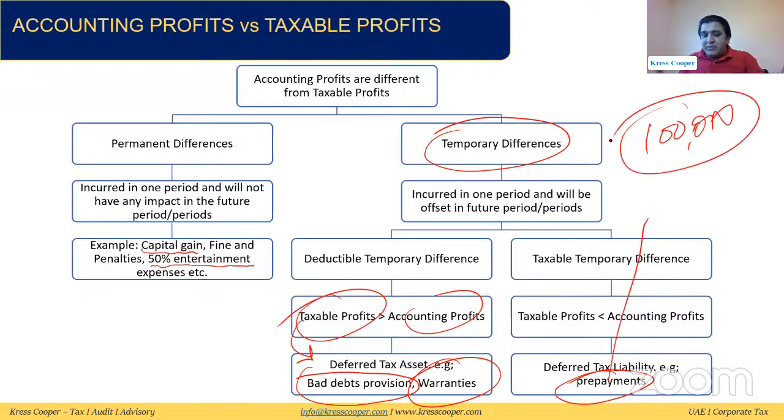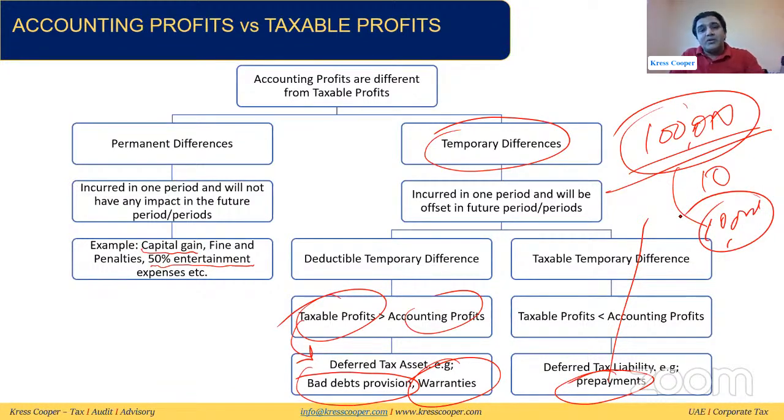1 million, this 1 million will be deducted from your taxable profits, and it will be amortized in the accounting profit. Assuming over a period of 10 years, it will have an impact of 100,000 in the accounting profit, but it will have an impact of 1 million in the taxable profit. Your taxable profit right now will be lower than your accounting profit. You will be liable to pay less tax now, but in the future you will be liable to pay more tax. So these are called taxable temporary differences.